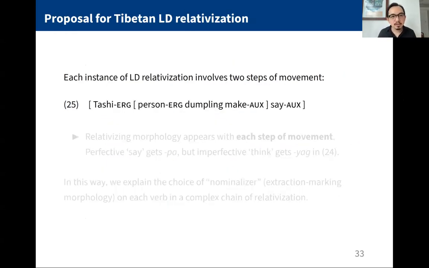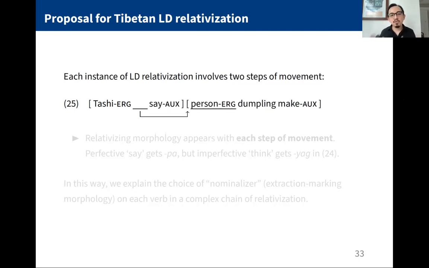So here's a quick, very simple schematic proposal for how we can think about this. Each instance of long distance relativization of the type that we've seen involves two overt steps of movement, involving two different kinds of targets. So if we start with a clause schematically in 25 with this word order, and suppose we want to form a relative over the embedded agent person, without stipulating an order, one movement that happens is to move that embedded clause to the right. I'm just illustrating this as movement to the right. We can worry about exactly how this manifests, but that's one movement that needs to happen.